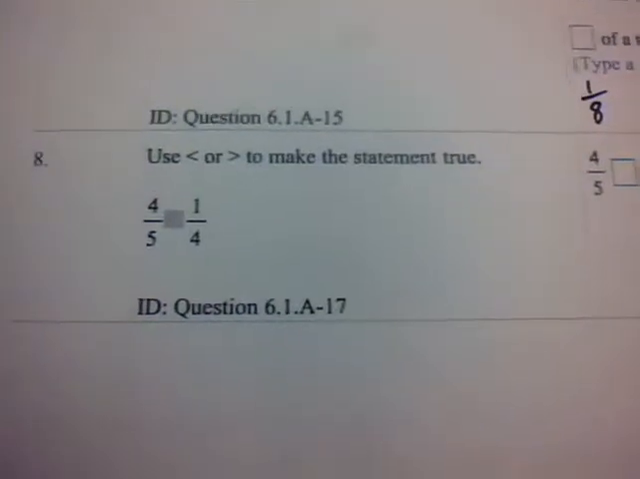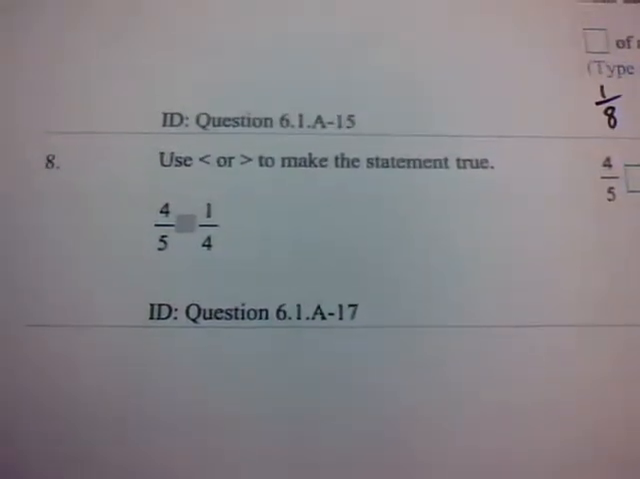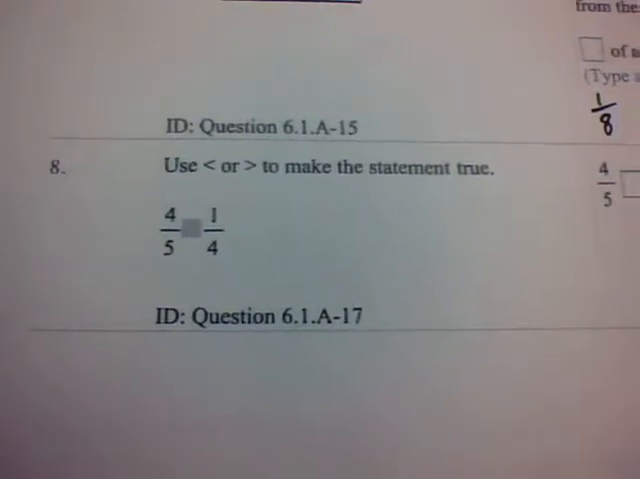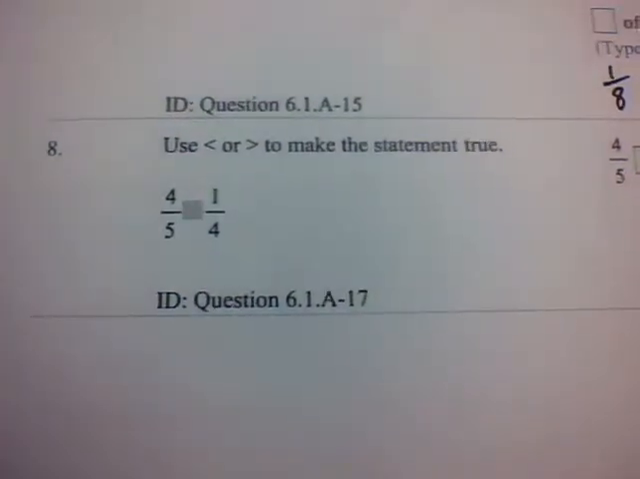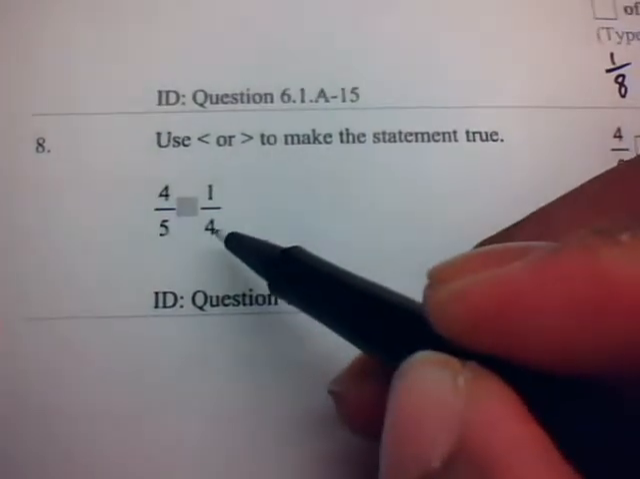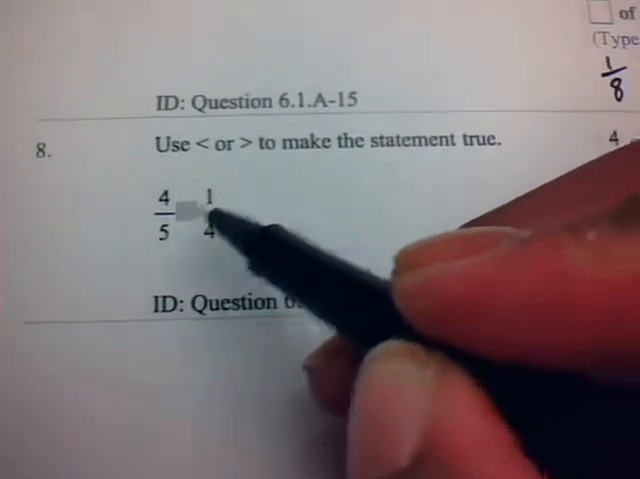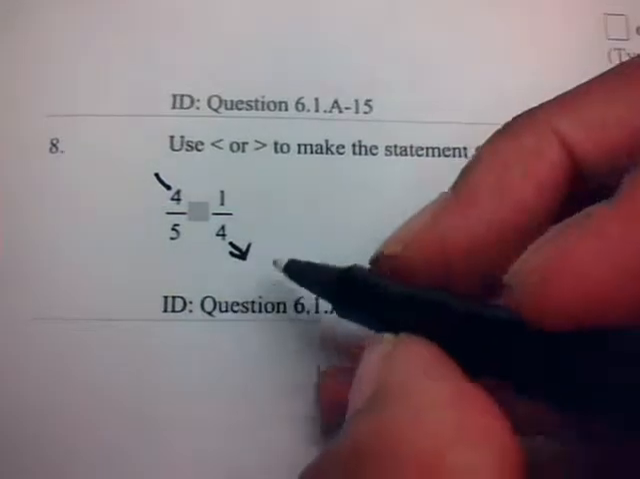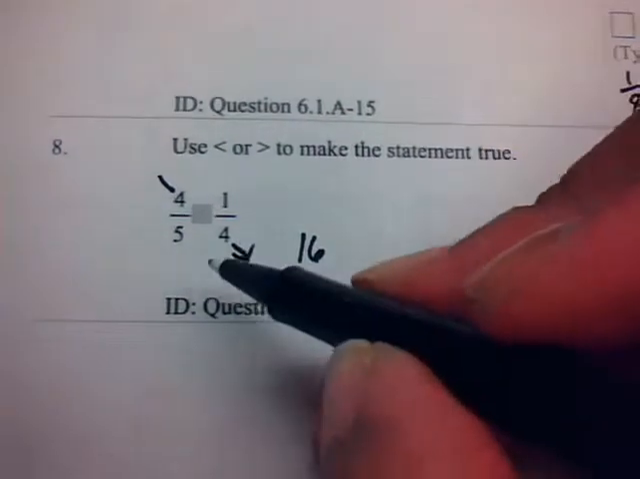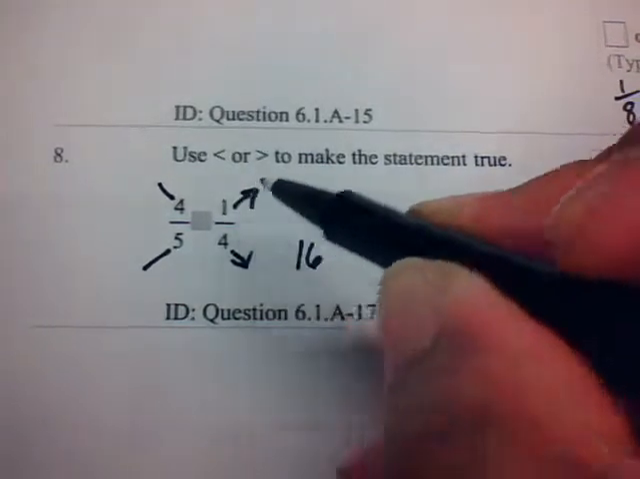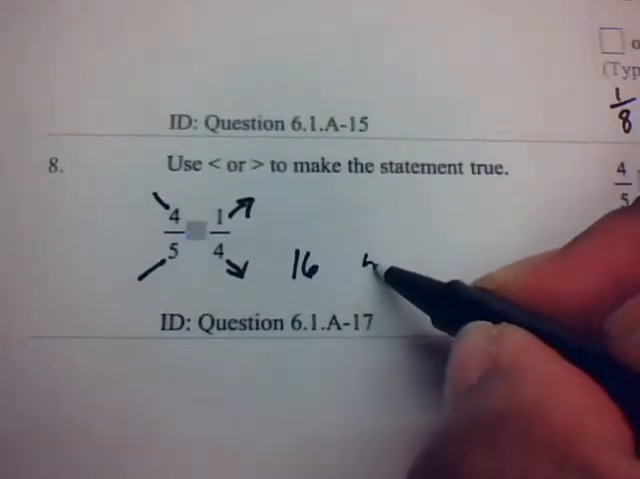And then number 8, we want to use less than or greater than to make the statement true. 4/5 and 1/4. Now we can use the concept where we can do the cross product, where A times D and B times C, and just compare those cross products. Let's look at the cross product going this way. 4 times 4, that's 16. Compare that to the cross product going this way. 5 times 1, that's 5.